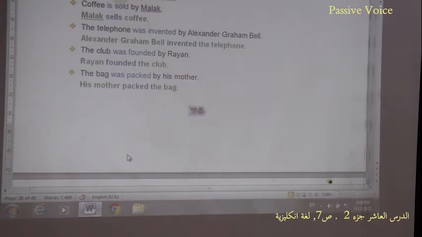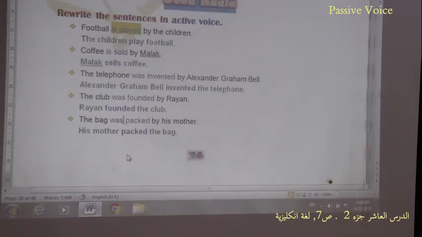Now this is everything about the passive voice, and here we had a comparison between the active voice and the passive voice. I have finished everything for today.